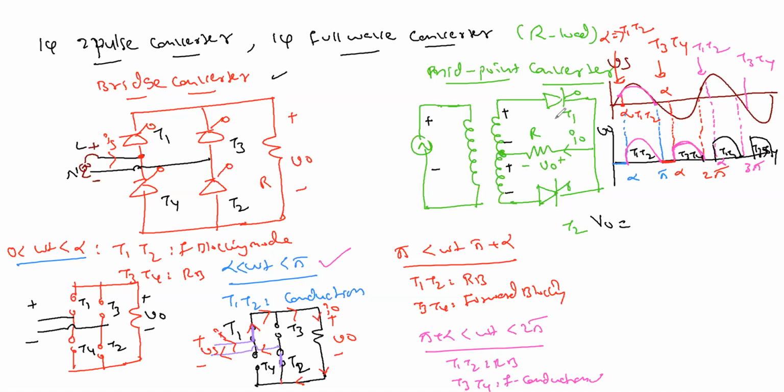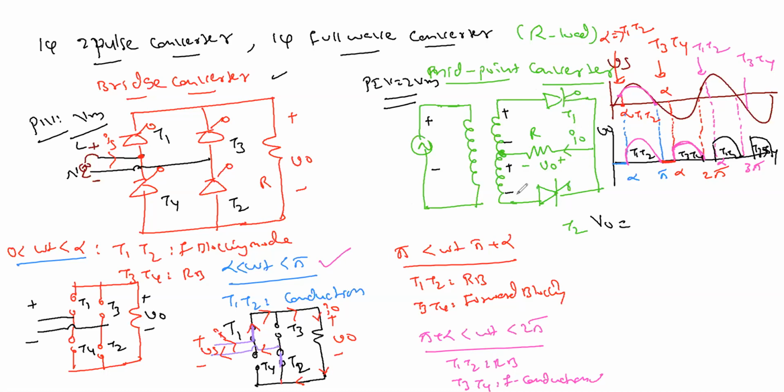So again the direction is V naught here. The only problem with this midpoint converter is that the peak inverse voltage is 2Vm, and the peak inverse voltage for this SCR is Vm. That is the only scenario, because peak inverse voltage means when this is off, both these voltages will appear across it.